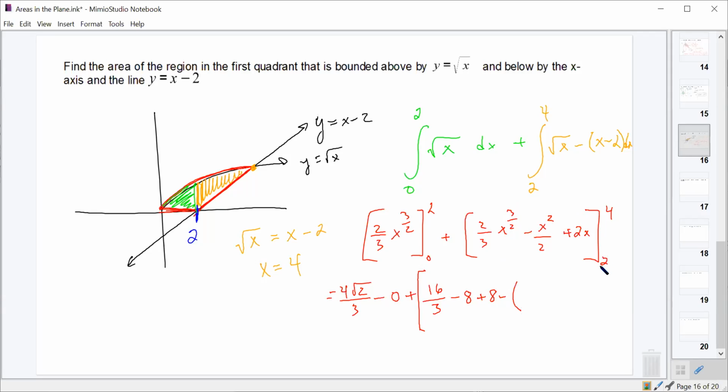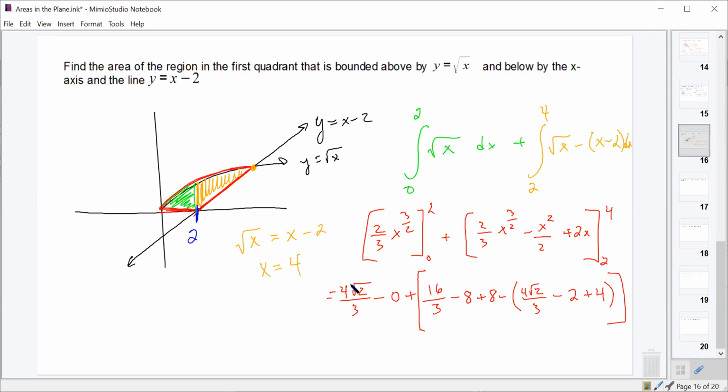And minus, well, this is going to become the same thing we had before, right? 2 thirds x to the 3 halves at 2 was 4 root 2 over 3. Minus, this is 4, and this is plus 4. Everybody agree with that? Yep. Okay. Oh, sorry, that's not a 4. I made it. And that's a 2, right? That's 2, yeah. I forgot to divide by the 2. Sorry.